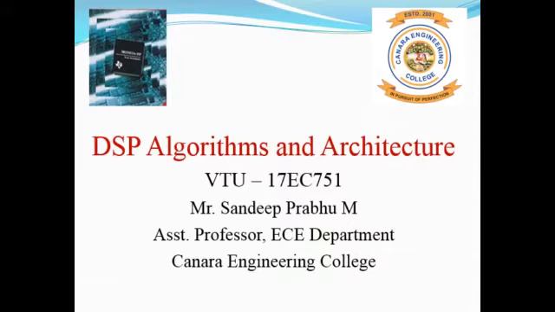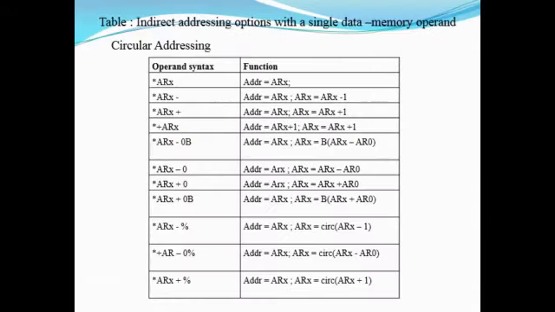Now we'll consider the syntax and their operation or the function. Under indirect addressing modes with a single data memory operand, we look into circular addressing. The operand syntax is ARX, where X is a value from 0 to 7, so it is any auxiliary register: AR0, AR1, AR2 till AR7. If the operand syntax is ARX, then the address is the value which is in ARX. That is the function of what happens if I use this in the instruction.